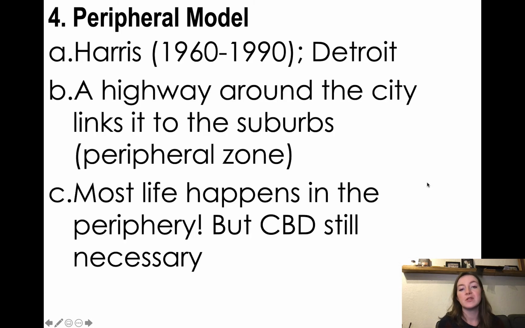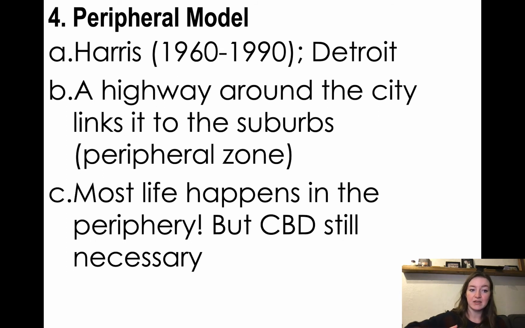Okay, so we're going to get into number 4, and this is the peripheral model. And remember, think periphery, think that outside vision. This is the stuff on the outside, and that's really, really important in this model. So this is created by a guy by the name of Harris, and it develops from like 1960 to like 1990. There's some changes that go on in here. And he is particularly developing this for the city of Detroit.